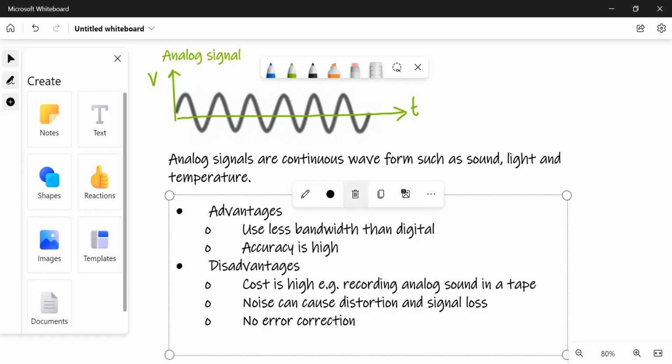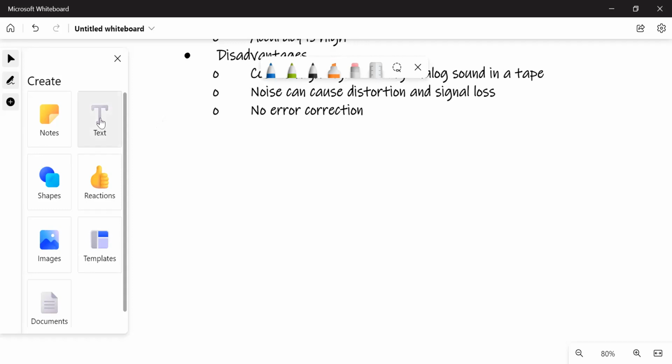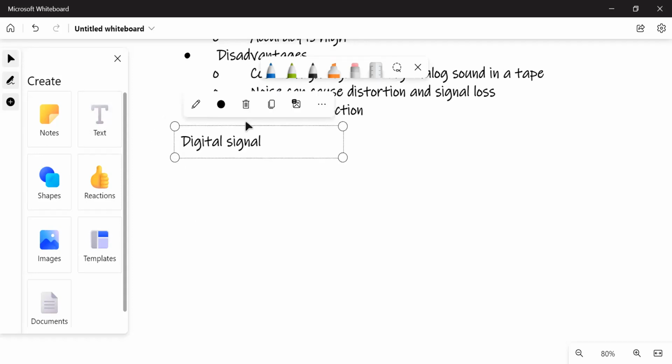Right. Let's move on to the next one. Then we'll move on to the digital signal. So let's write down the next one. It's called digital. So we know in computers what we are using is digital signals. Right? So this is called digital.